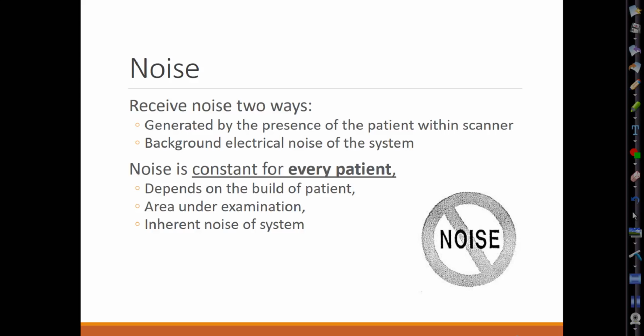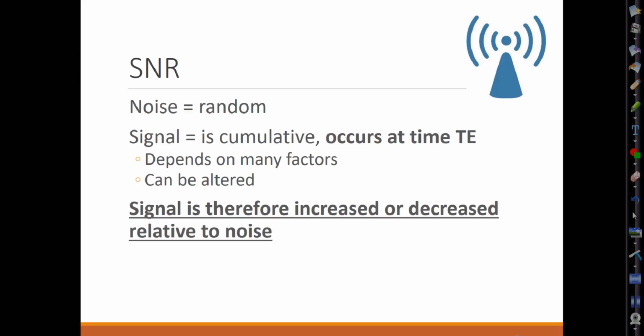These are things we want to either eliminate or increase our signal so much that we don't even have to worry about our noise. Because remember, noise is part of every image. We just need to increase our signal to reduce seeing the amount of noise. So noise is random. Signal is cumulative, and it occurs at TE. So our readout gradient, which is also called our frequency gradient, is turned on when we are receiving our signal.